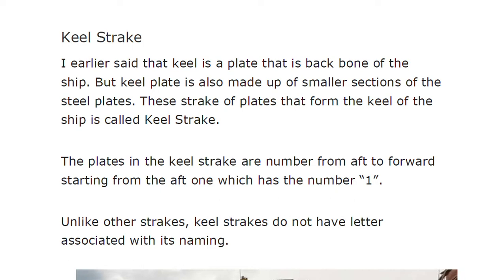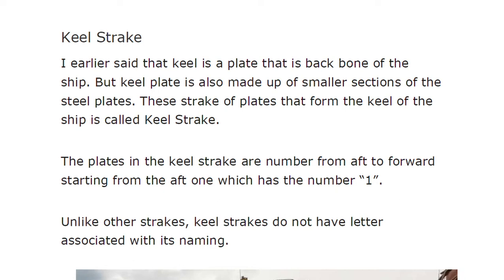When we talk about keel strake, then I earlier said that keel is a plate that is the backbone of the ship. So it is like we have a vertebral column wherein you see the rib cage, all the bones are connected. So keel is the same way, it is the vertebral column of the ship, it is the backbone of the ship. But keel plate is also made up of smaller sections of the steel plates. These strakes of plates that form the keel of the ship is called keel strakes.